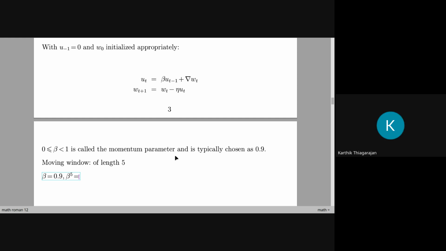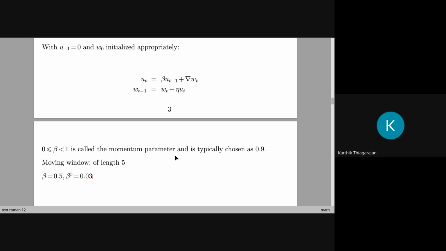Right, correct. That's what I wanted to get at. So maybe I should choose a smaller beta. This is for this window length; it's a kind of large beta value. So let me say beta is 0.5, for instance. Beta power 5 turns out to be something around 0.03.